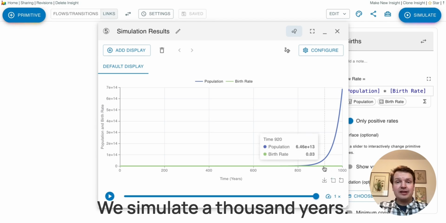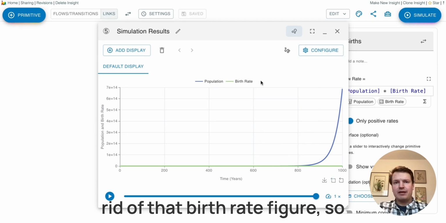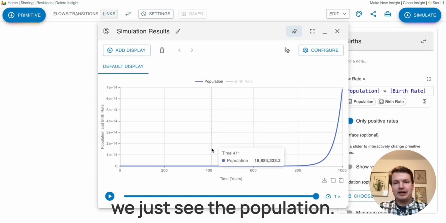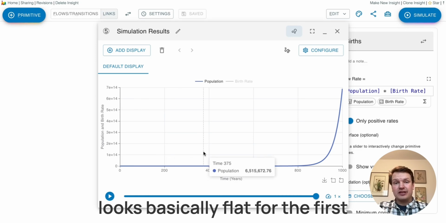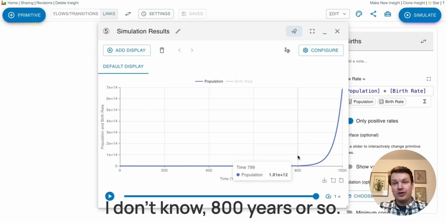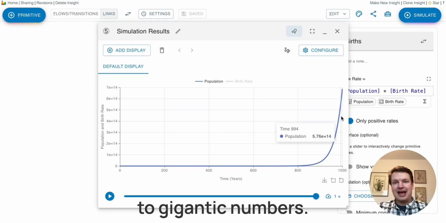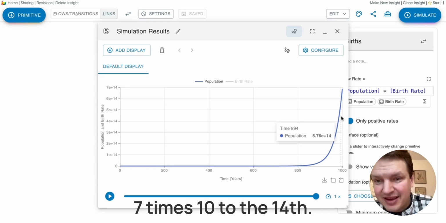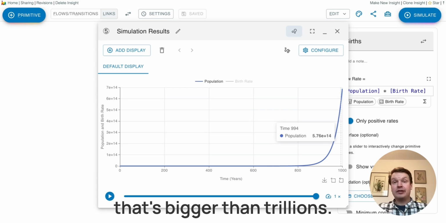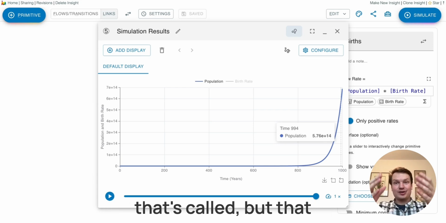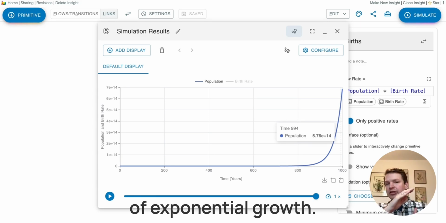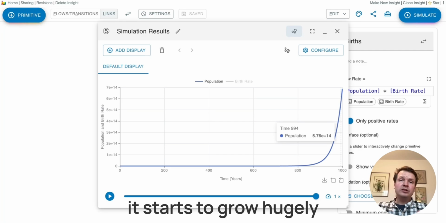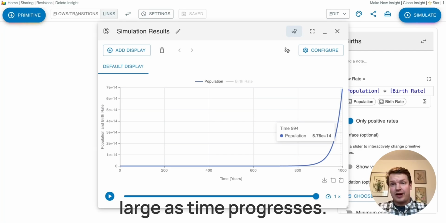When we simulate 1,000 years, we can see, let me also get rid of that birth rate figure so we just see the population. We can see that in the graph, it looks basically flat for the first 800 years or so. And then it shoots up to gigantic numbers. This is 5.7 times 10 to the 14th. So that's bigger than billions, that's bigger than trillions. I don't even know what that's called, but that is a very big number. And that is the power of exponential growth. It starts to grow hugely large as time progresses.